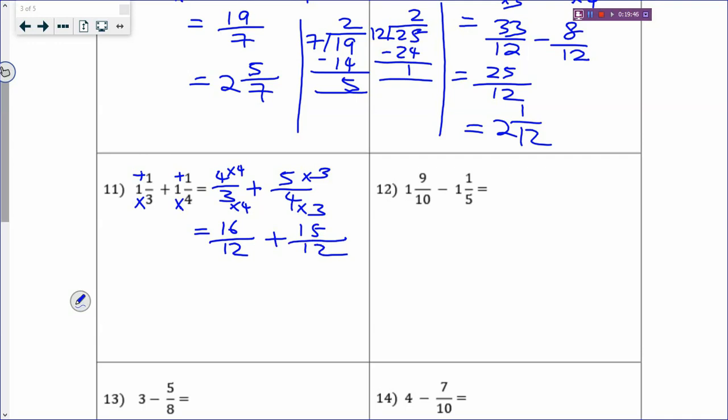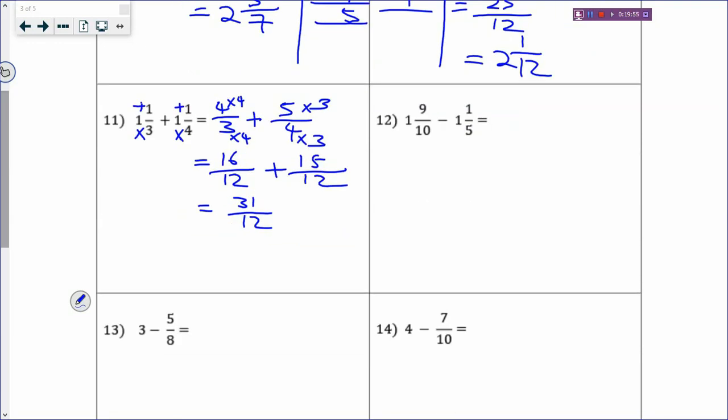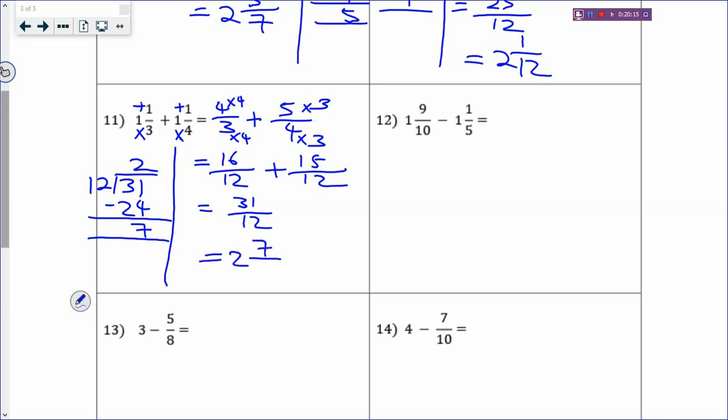Okay, so once the denominators are the same, add the two fractions together, 16 plus 15, that will be 31 over 12. And then you do your dividing, right? 31 divided by 12. Okay, so let's write down. 2 times 12 is 24, and your remainder is 7. Okay, so your mixed number will be 2. Alright, quotient is the whole number, the remainder is on top, and the 12 is below. 2 and 7 over 12.